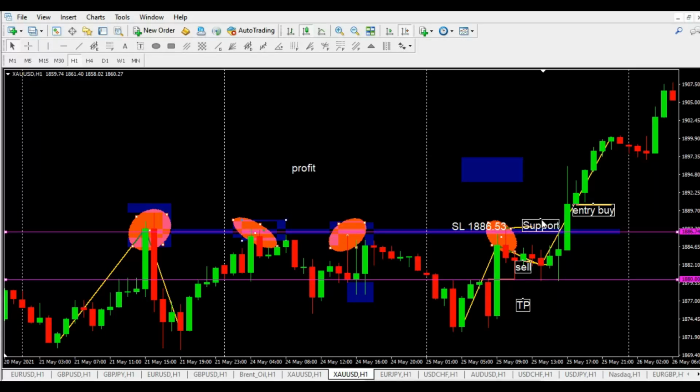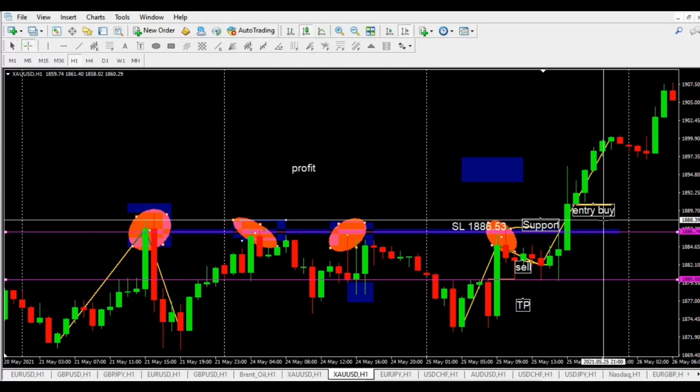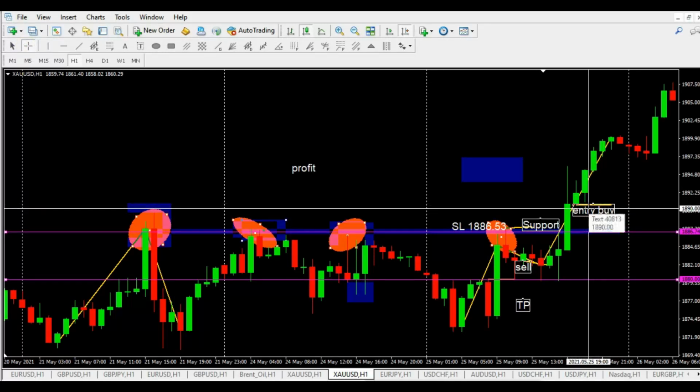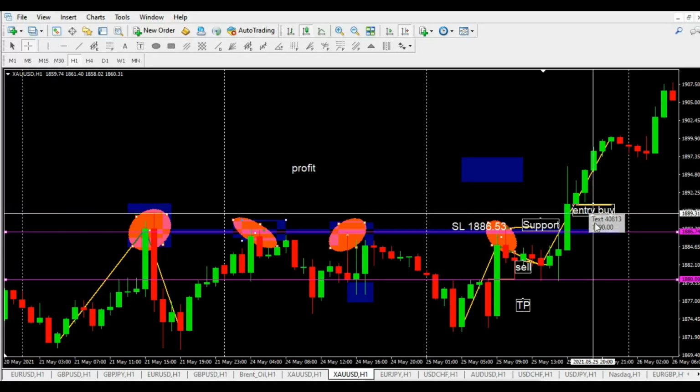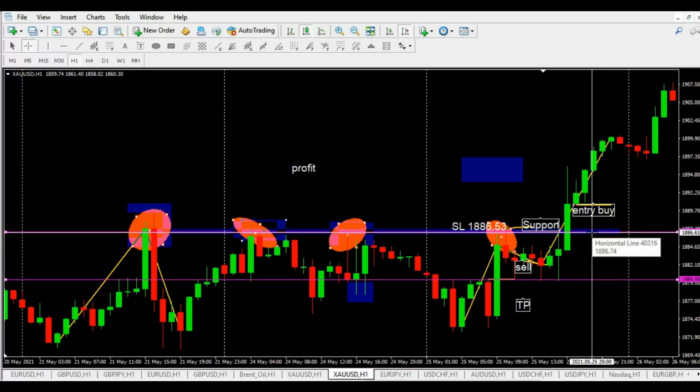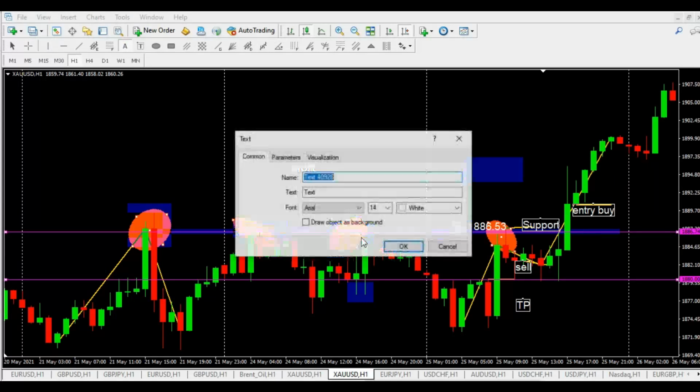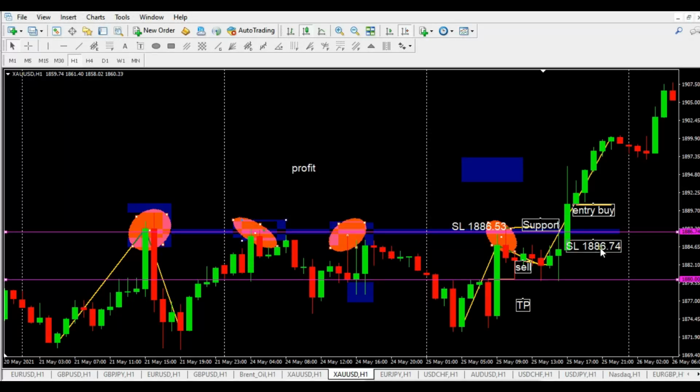So this is support. When we enter after the breakout, we put our stop loss near or at the same price as the support. So this is our stop loss, 1886.74.